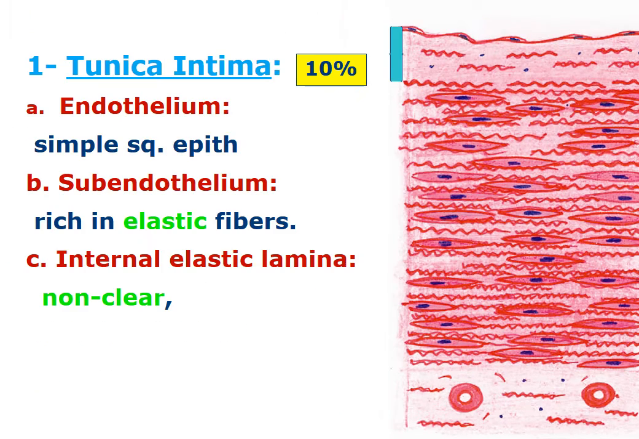Then what about the Tunica Intima? It's only about 10%, and it is a rule endothelium. Then we have underlying connective tissue, and then the internal elastic lamina. Actually, it is present, but you cannot differentiate it from the elastic membrane in the media. That's why I start with the description of the media, to know about the presence of this elastic membrane. This way, we cannot differentiate the internal elastic lamina from those of the media.